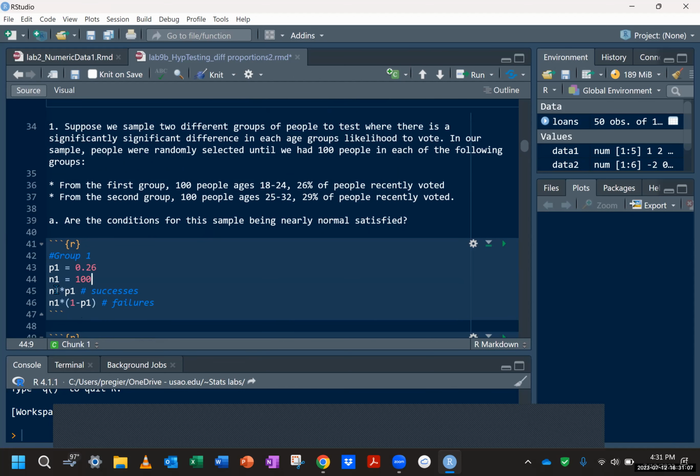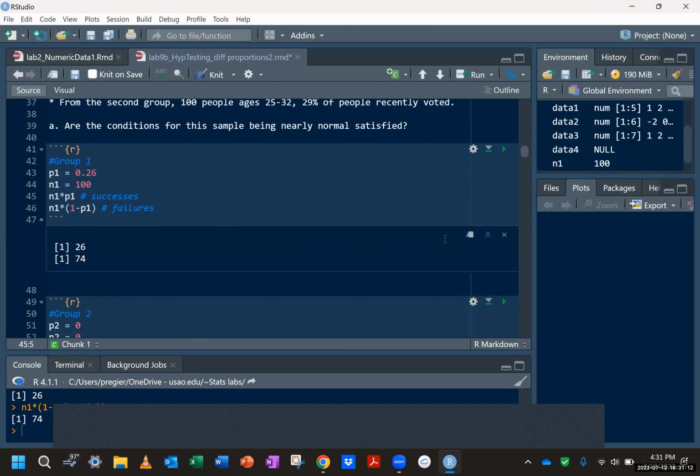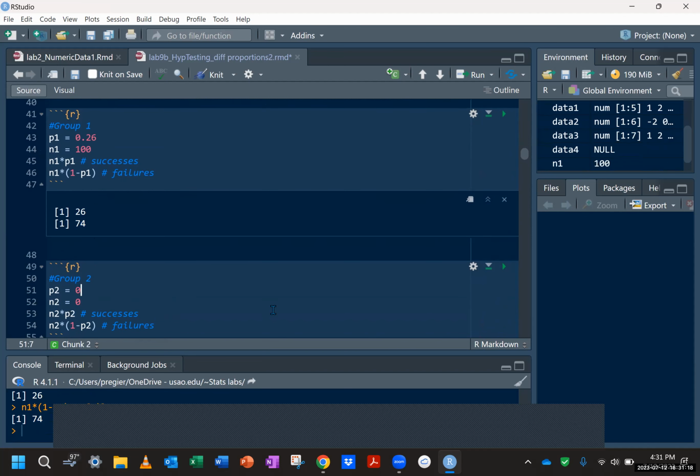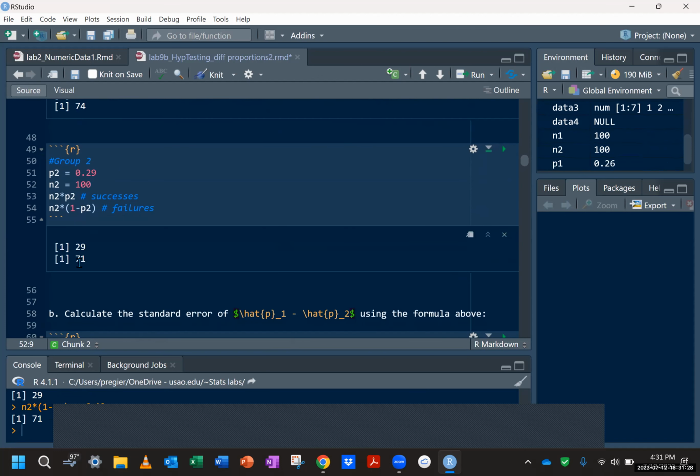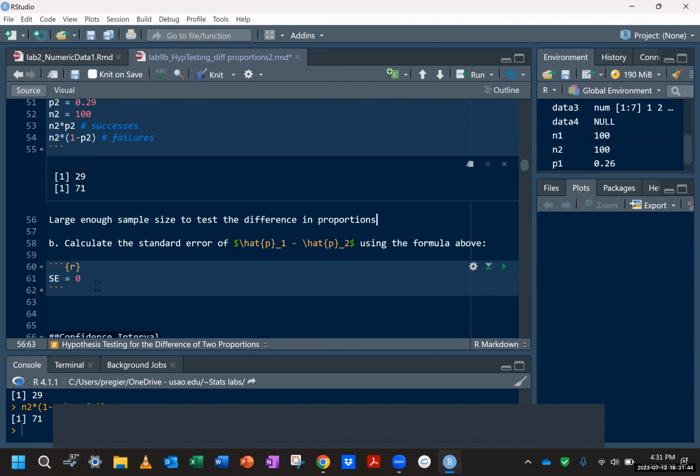And so we can check, do we have at least 10 successes and at least 10 failures? Yes, we do. We have 26 successes and 74 failures in that group. Then for the second group, we had a 29% voting rate out of 100. And so here's a bit of code that if you just want to remember that code and copy it, said 29 and 71. So we have a large enough sample size to test the difference in proportions. So let's calculate our standard error from above.